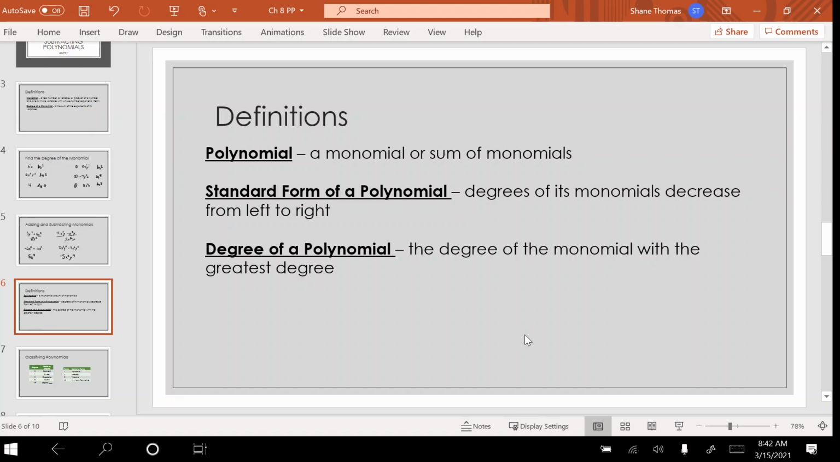And then last one is the degree of a polynomial. The degree of the monomial with the greatest degree. So what you would do, we just talked about the degrees for the monomial. You would go through the polynomial, say it has 3 terms. You'd figure out the degree of each one. Whichever has the highest degree, that's the degree of your whole polynomial. We'll look at quite a few examples of these.